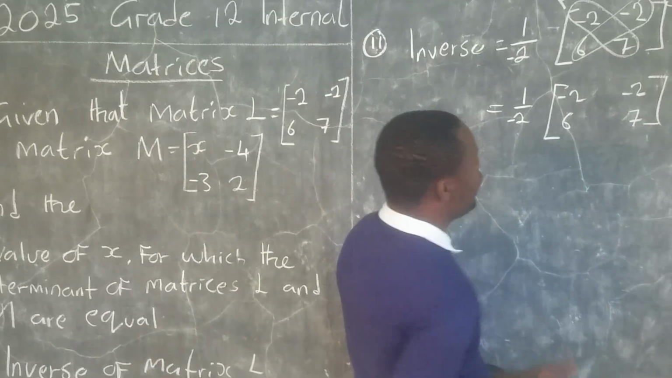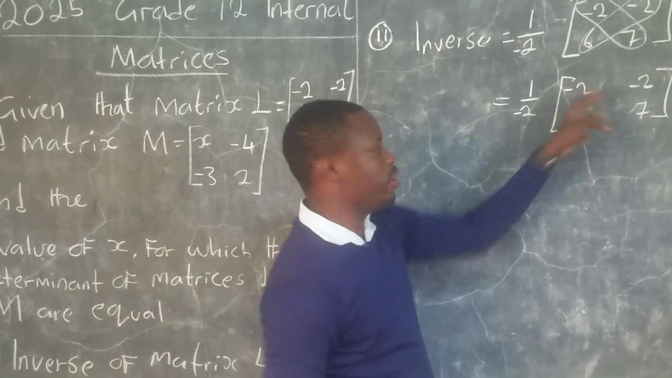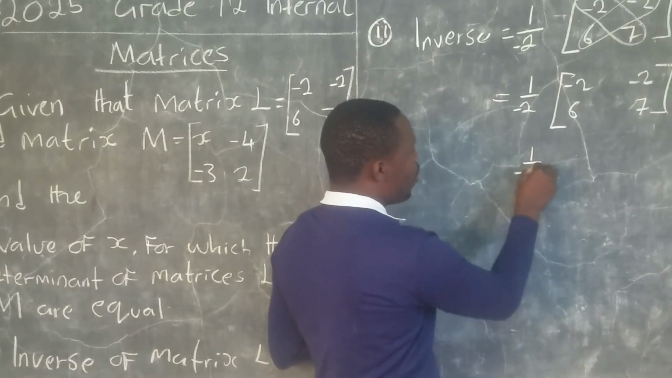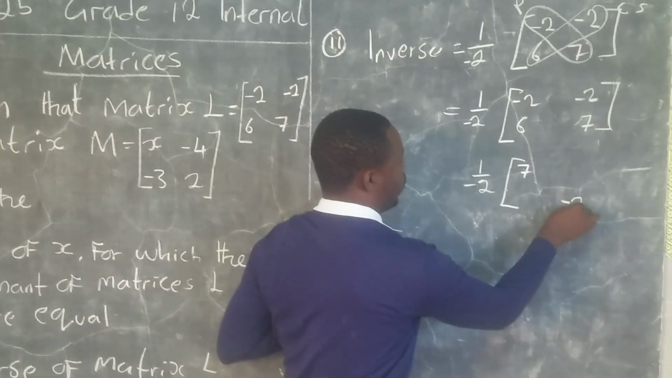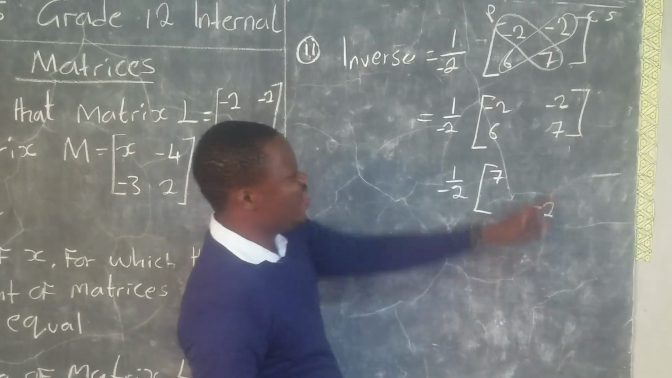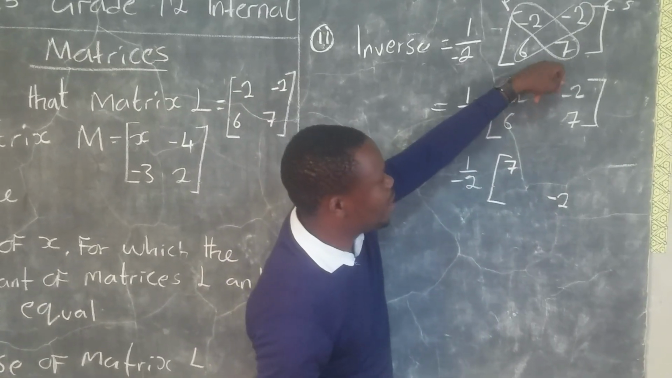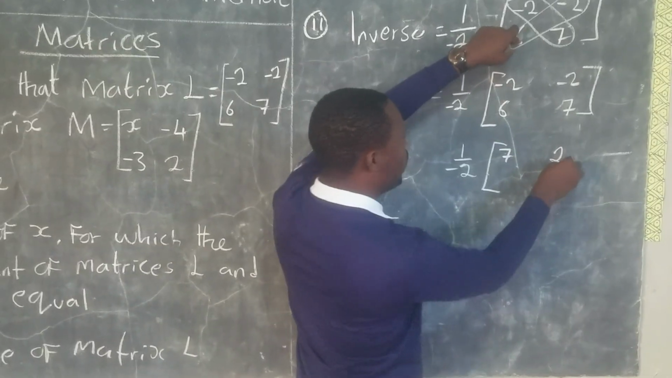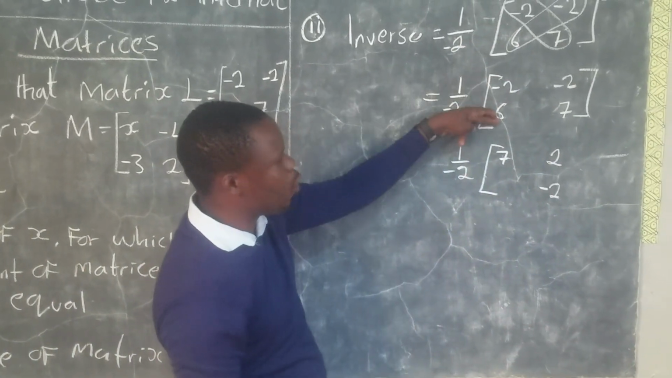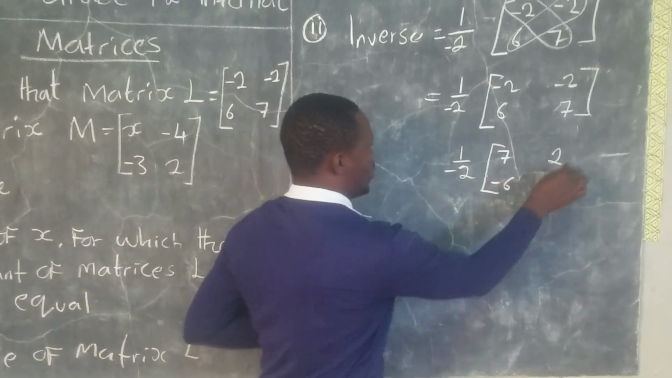So what will be our inverse? First, we're going to swap these two numbers. 7 goes there, negative 2 on the bottom. So 1 over negative 2, open bracket, the 7 comes here, the negative 2 goes that side there. Then these guys, the sign changes. There the sign is negative, it turns into positive, so it will be positive 2. Then here, the sign is positive, it changes into negative, so it will be negative 6.